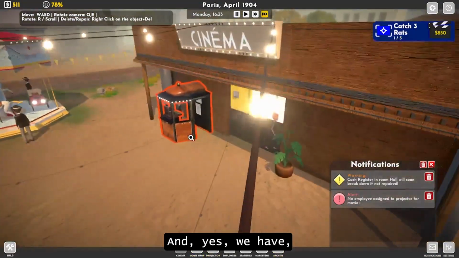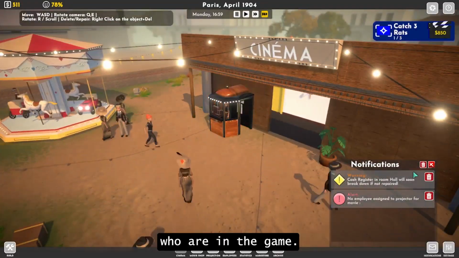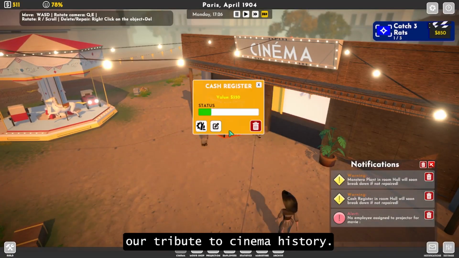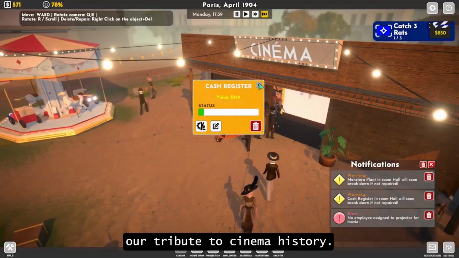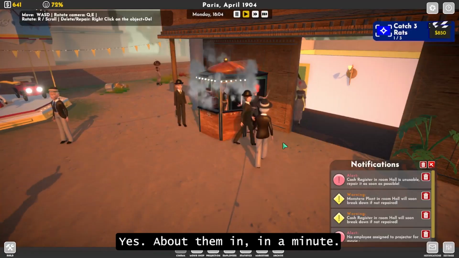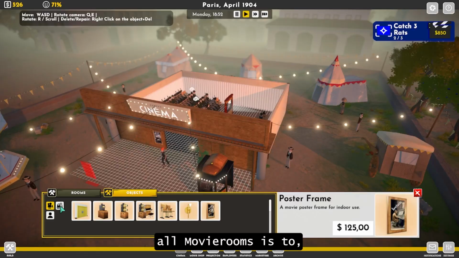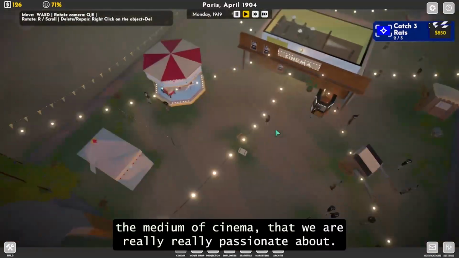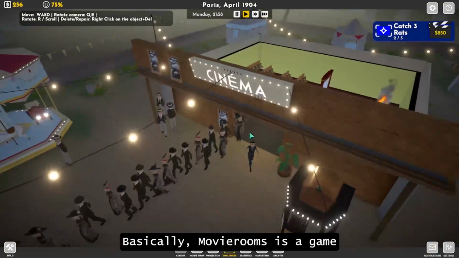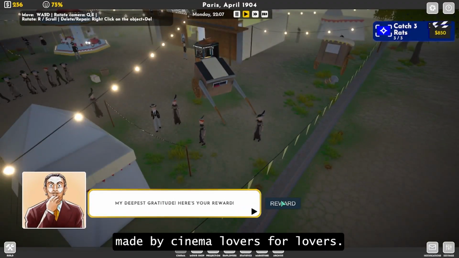And yes, we have a good list of titles that are in the game. Of course, they are our tribute to cinema history. But Riccardo will talk more about them in a minute. So what we want to do with all of Movierooms is to pay homage to the medium of cinema that we are really passionate about. Basically, Movierooms is a game made by cinema lovers for cinema lovers.